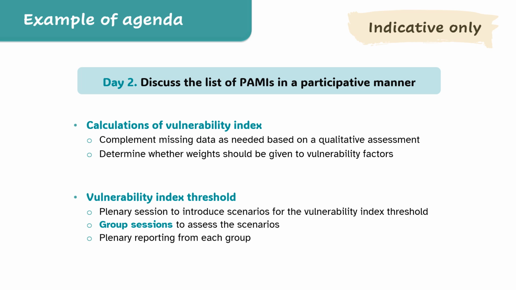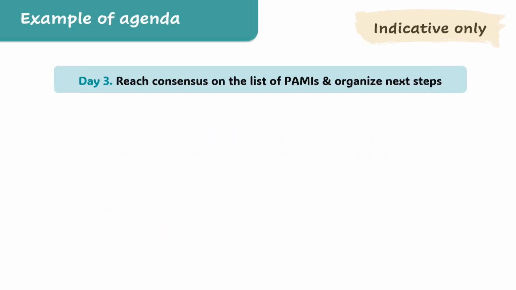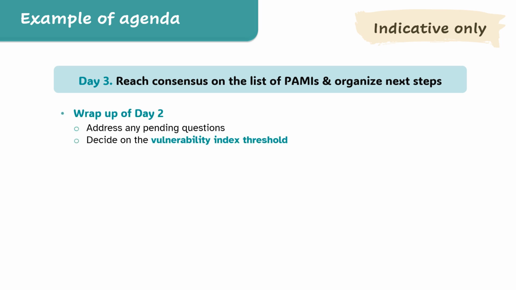Each group can then report in a plenary session on its thoughts and findings. The third and last day of the workshop is the moment to reach an agreement among all participants on the final list of PAMI and to get organized for next steps. Building on outcomes from day 2, a consensus should be reached on the vulnerability index threshold.